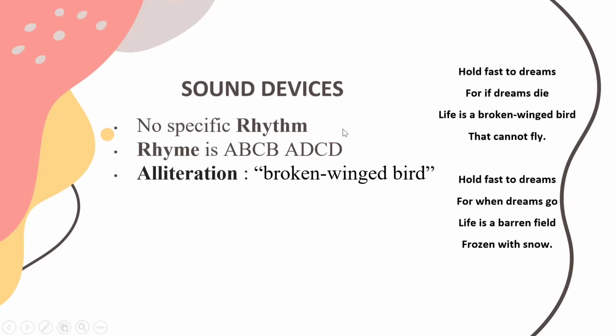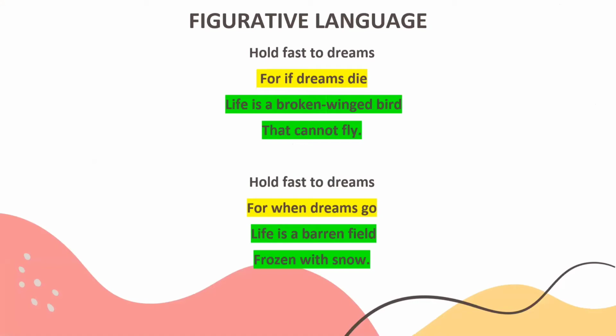So we're going to move to the figurative language. Here I provide 2 colored highlighters for the different figurative language. For the sentences that are highlighted in yellow, they have personification. And for the sentences that are highlighted in green, they are using metaphor. So let's take a look one by one.